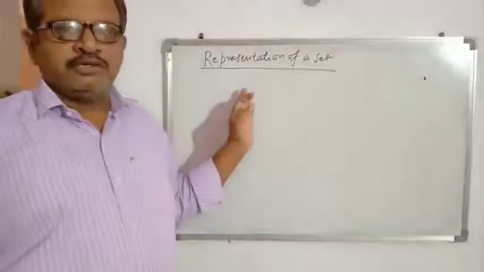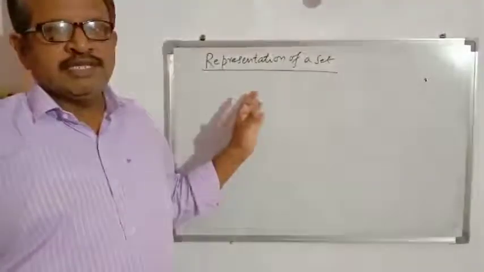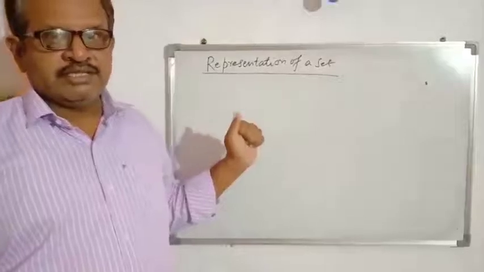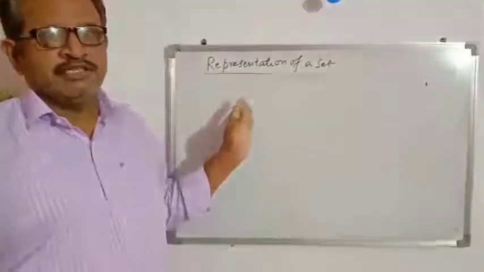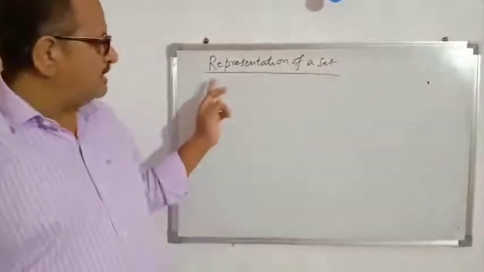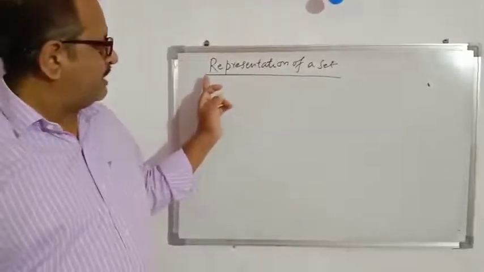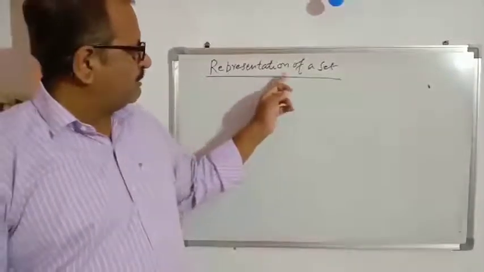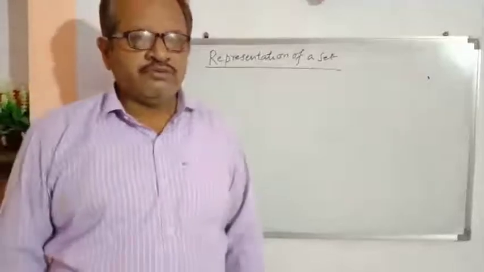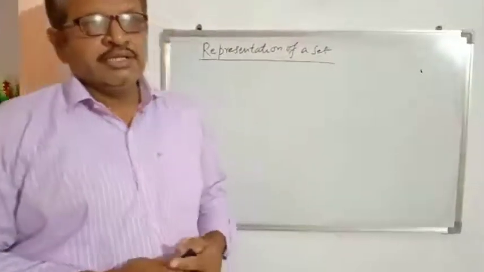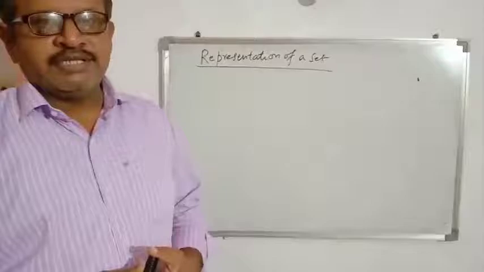In the previous video I told about the basic concept of set. What is set? I have explained with the example in the previous video. But in this video we have to discuss about the representation of a set. How we can represent a set? So there are two methods to represent a set.